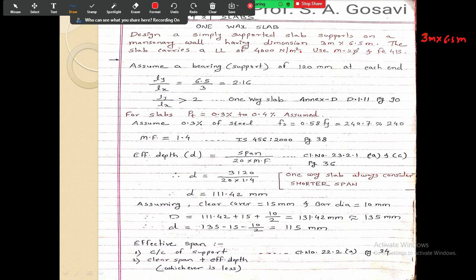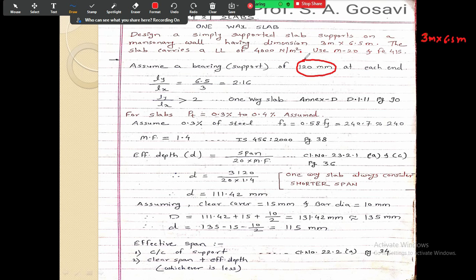So what we will do in the design of a one-way slab. First of all, we don't know whether it is one-way or two-way, so first we check which type of slab it is. In the given numerical, the width of support is not given. Here the width of support is assumed as 120 mm. You can assume 230 mm also. Whatever the support is on the site for the slab, you can take that value.